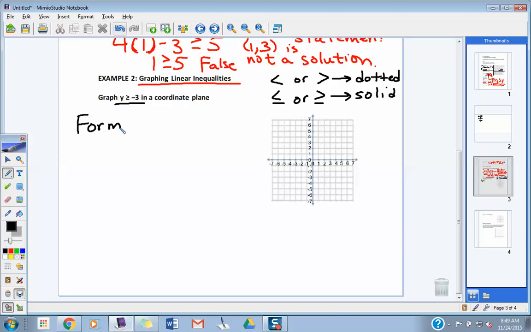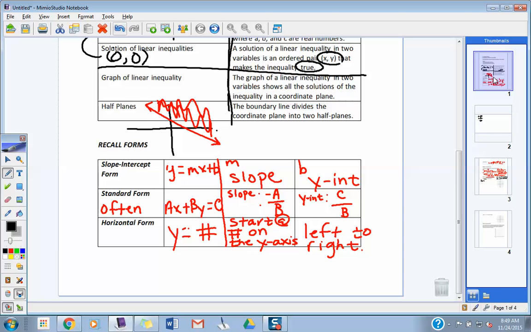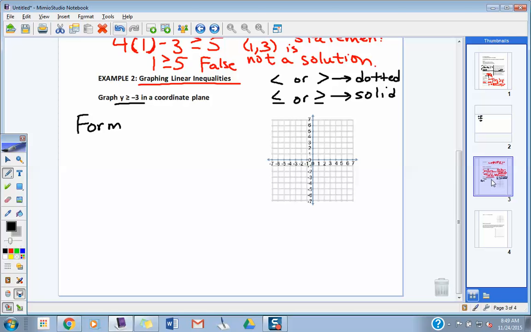Which one? Why horizontal, Kylie? Well, right here, horizontal form, y and some number, right? There's no x's to it, right? Okay. What is that? So this form is horizontal form. This line is going to be a horizontal line. So I'm going to jot this down. This is in horizontal form.